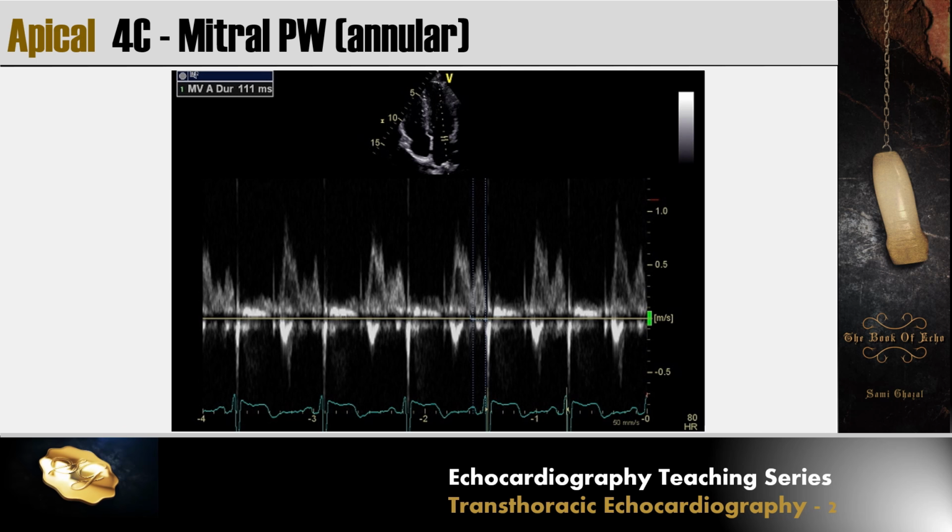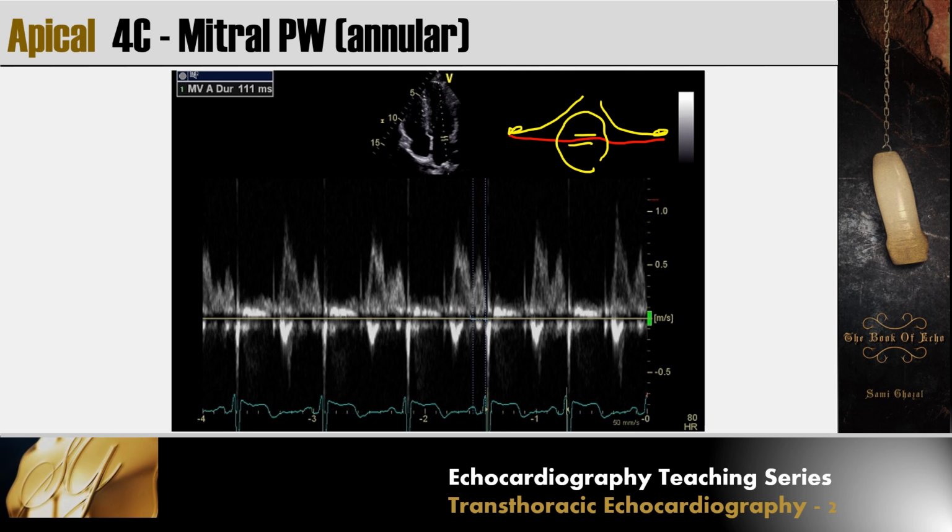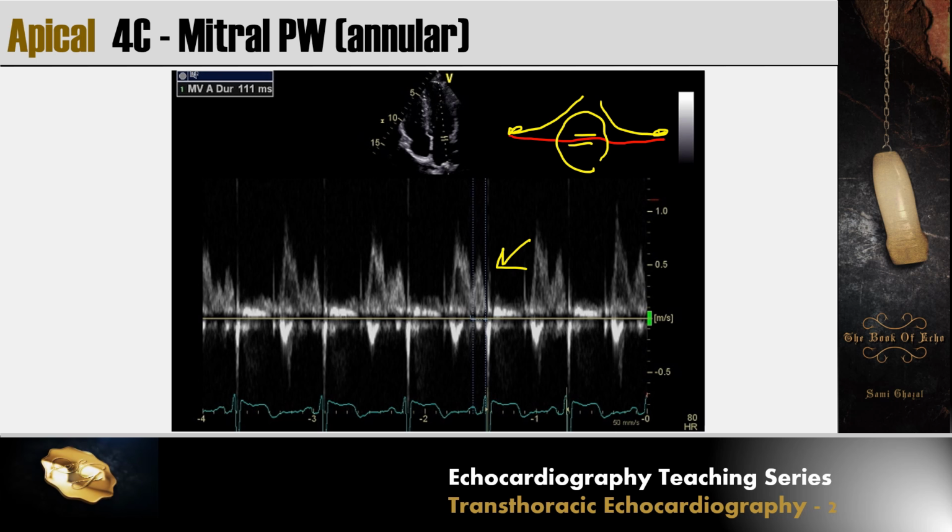Another pulse wave Doppler should be acquired, however, this is at the level of the annulus. So this is the mitral leaflet here, and we said the insertion point to insertion point is the annulus. So this is the annulus of the mitral valve, and your sample volume should be adjusted here. And this has a lot of uses, and we will see those uses in the coming videos. One of them is measuring the A wave duration, as you can see here.